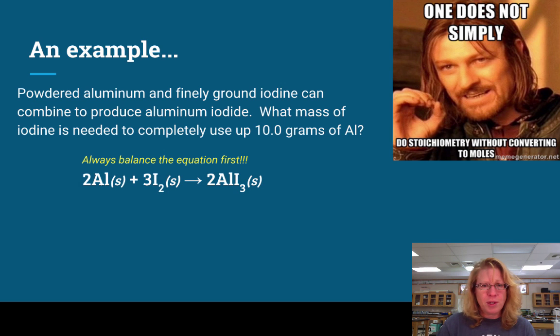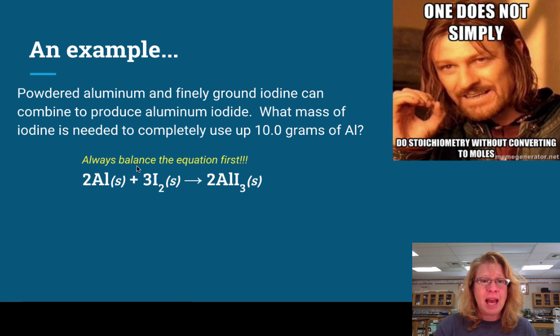So here's what the equation looks like. Ta-da! So we've got aluminum metal, there's what we're starting with, and iodine. Iodine's diatomic, that's why there's I2. And it's going to synthesize aluminum iodide. Aluminum's a 3 plus, iodine's a 1 minus. That's why there's a little 3 down at the bottom. And then we had to go back and balance the equation.